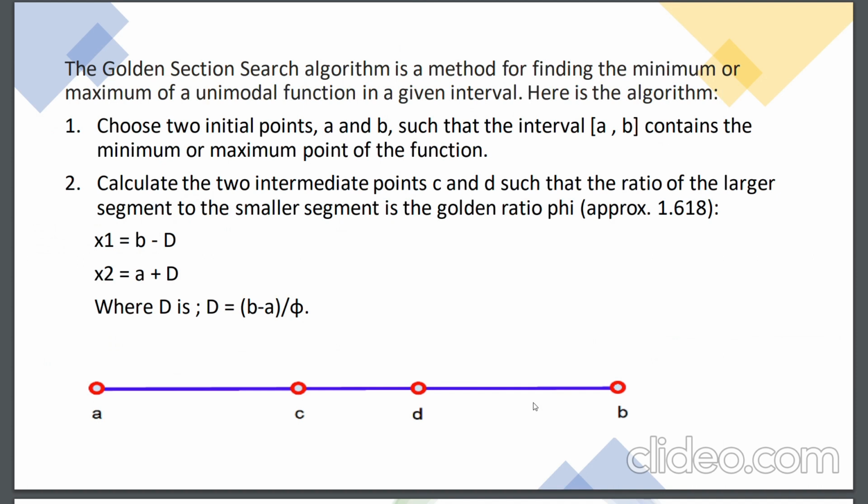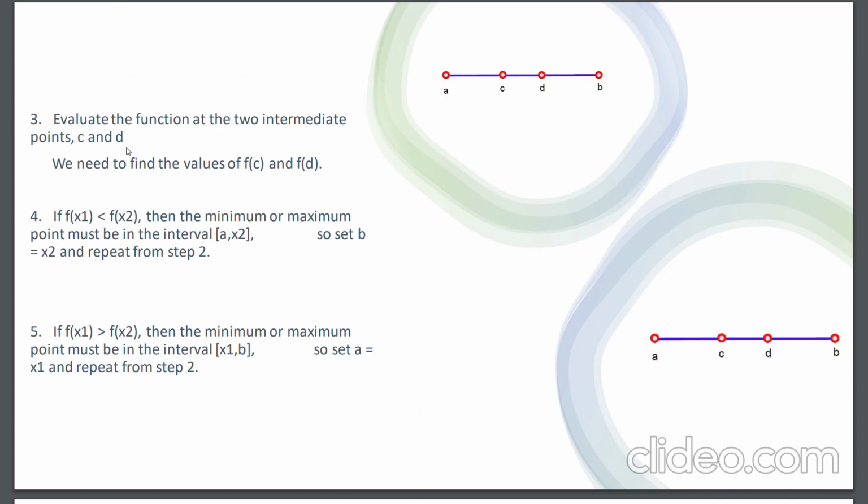After getting C and D, we'll be evaluating the two functions f of C and f of D. We'll be evaluating the two intermediate points C and D, and we need to find the values of C and D. After that, if f of x1 is less than f of x2, which means f of C is less than f of D, then the minimum or maximum point must lie in the interval a comma x2.